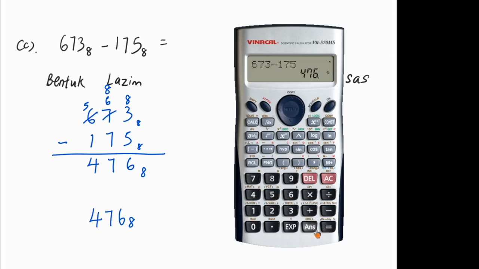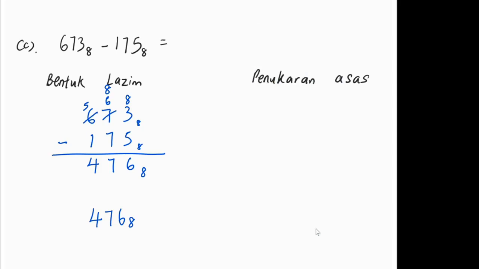Jadi sama dengan jawapan yang kita buat tadi, iaitu 476 asas 8. Jadi itu adalah cara untuk semak guna kalkulator. Jadi kaedah yang kedua tu adalah penukaran asas. Jadi sebenarnya kalau pandai, kita guna bentuk lazim cukuplah. Penukaran asas ni saya cuma ajar untuk anda faham lah.